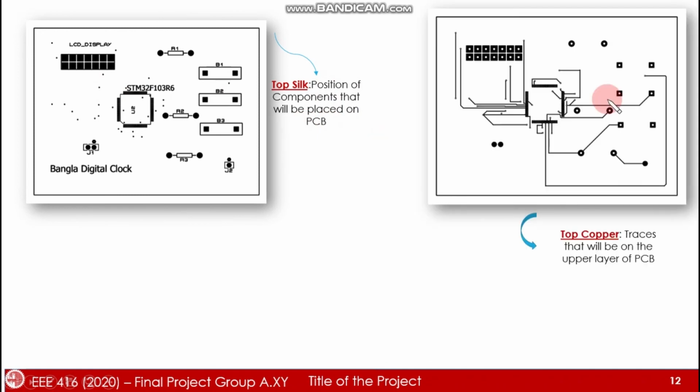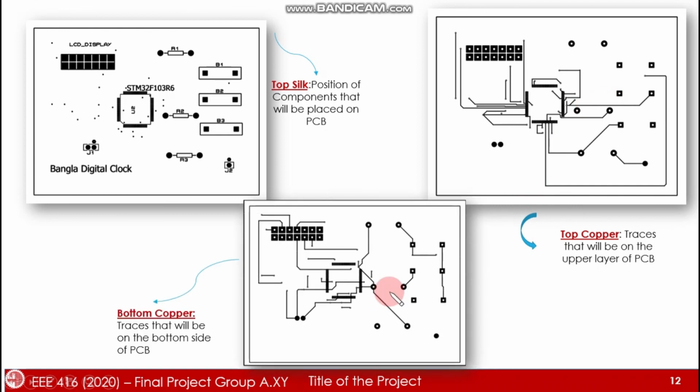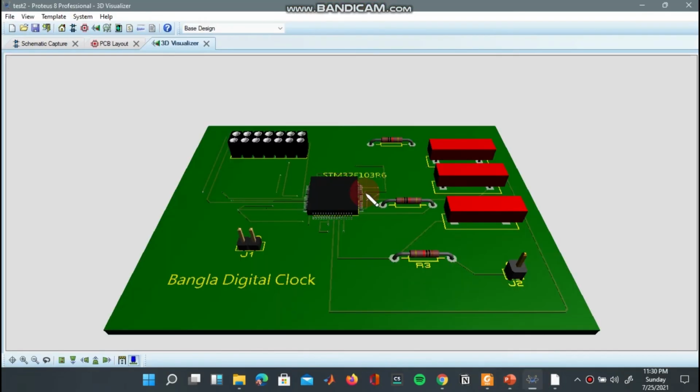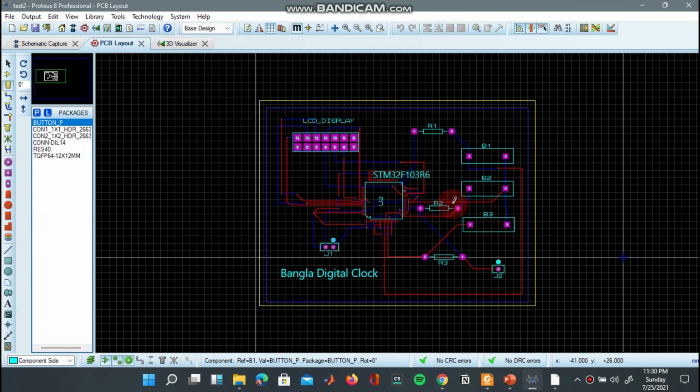This is the top copper. This highlights the traces that will be on the upper layer of our designed PCB. And here is the bottom copper. This highlights the traces that will be on the bottom side of our designed PCB. Here is the 3D visualization of our PCB layout, and this is the PCB that we have designed.